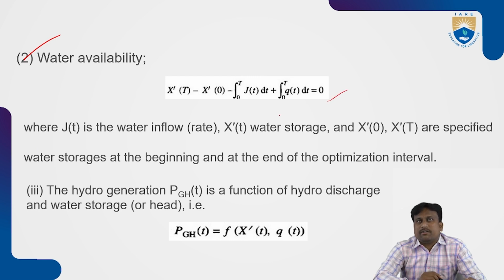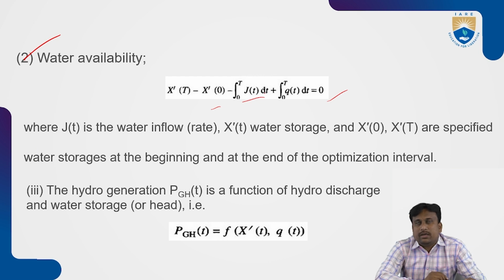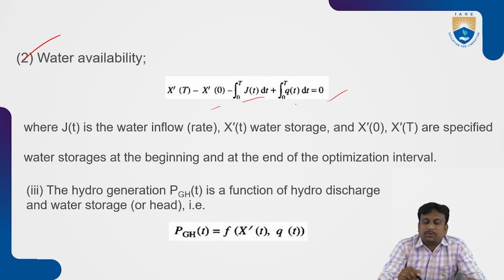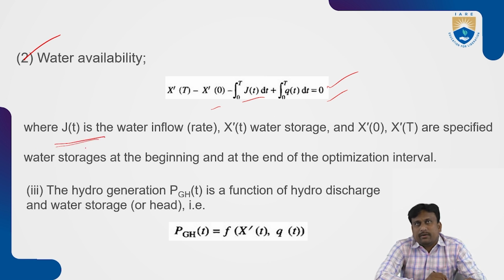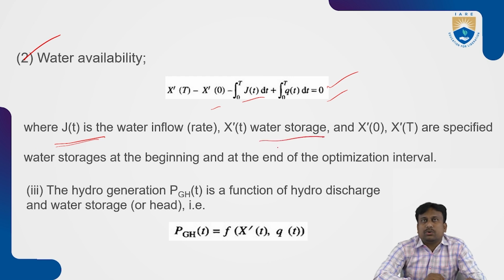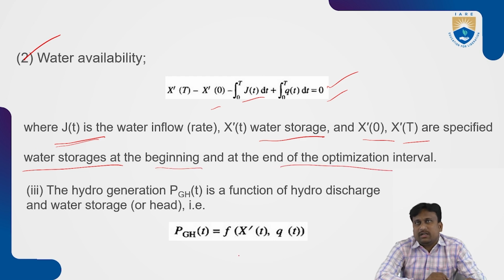This is denoted with the expression x'(t) minus x'(0), which will be under integral time limits 0 to T, J(t) dt, plus integral of 0 to T, q(t) dt, which equals 0, where J(t) defines the water inflow rate, x'(t) defines the storage of the water, and x'(0) and x'(T) are specified water storage parameters at the beginning and the end of the optimization interval.